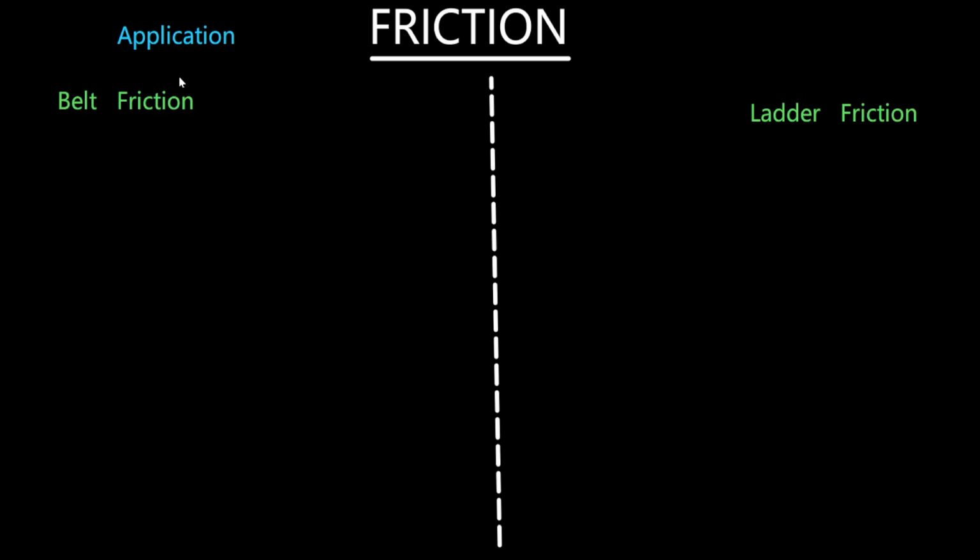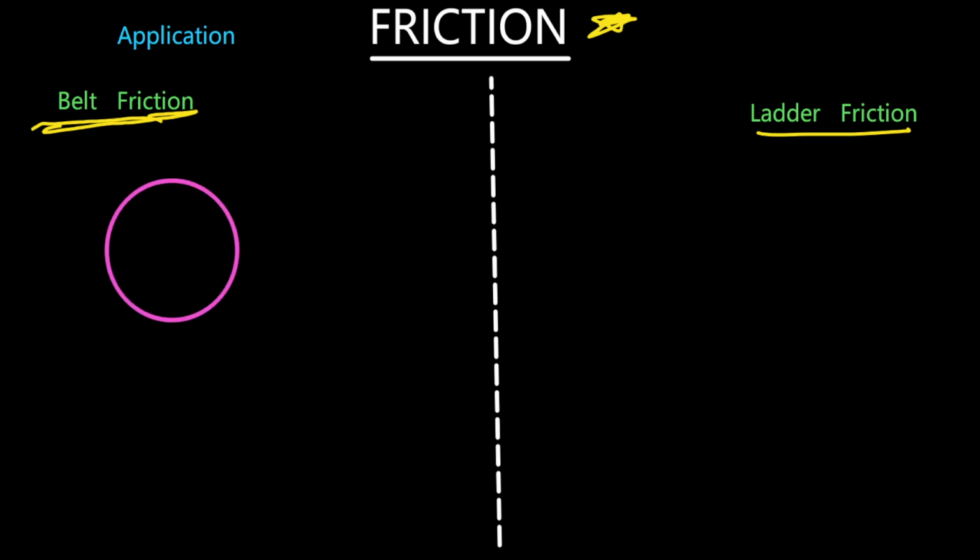Now we'll go to the very important topic. The last one, toppling and sliding, you can skip, but this is the very important one: the belt friction and the ladder friction. These are the two things. See, belt friction is saying whenever you have a pulley and you have a rope in a situation like this, you need to calculate this one. This is called the angle of contact of the rope with the pulley. This is the theta.